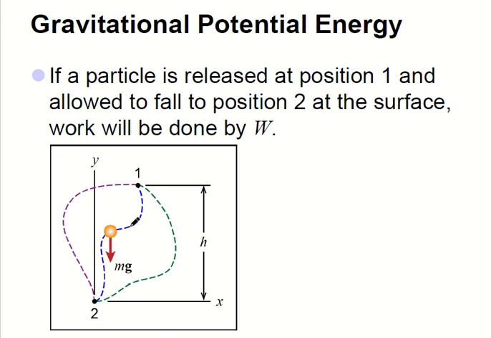So if a particle is released at position 1 and allowed to fall to a position 2 at a surface, and you have a work, and that work is done by W. Now whoever wrote it changed to W. So your work U and your work W. So same thing. Like I say, many texts will go by W. So here is your height. So this is position 1 and 2. Your weight is going down. We have three different paths right there.